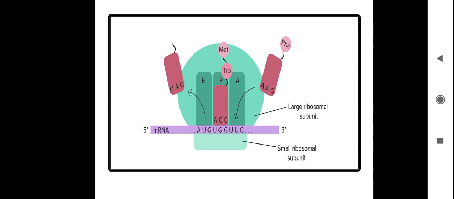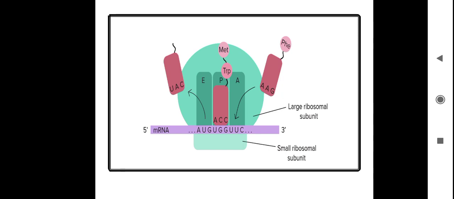Here is the structure of the prokaryotic ribosome, which contains both the small and the large ribosomal subunit. Within the small ribosomal subunit, you can observe three different sites: the E site, P site and the A site. The smaller ribosomal subunit also has a specific sequence through which it can join with the messenger RNA.